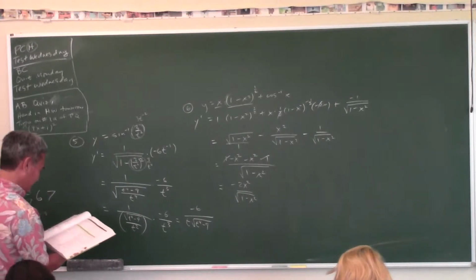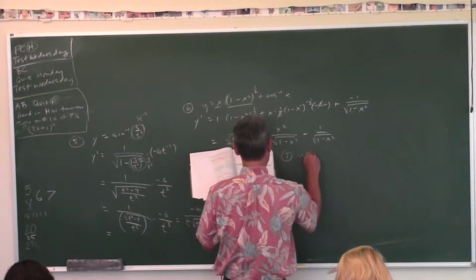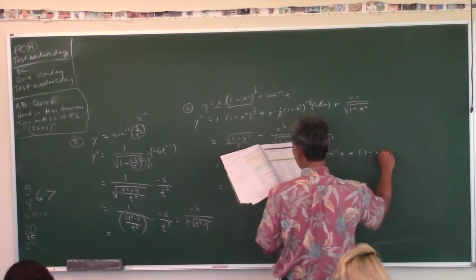7. 7 looks almost the same as this one. y equals x sine inverse x plus 1 minus x squared to the half.